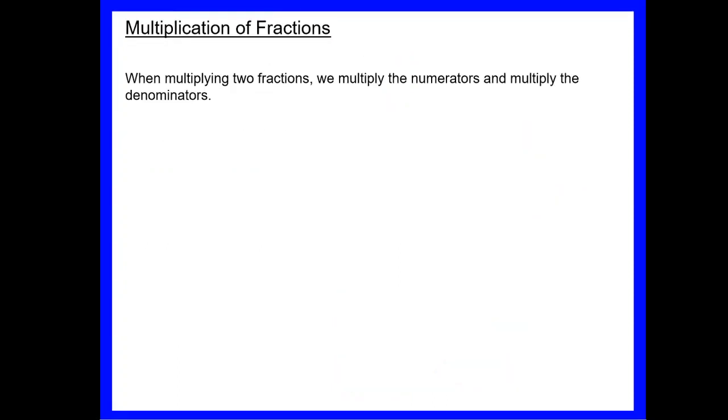So multiplication of fractions. When multiplying two fractions, we multiply the numerators and we multiply the denominators. So unlike adding and subtracting, we do not need a common denominator to multiply fractions. We can multiply different fractions together. So an example then, if I want 7 out of 12 multiplied by 2 out of 9, I multiply the numerators together, so 7 times 2, and the denominators together, 12 times 9. 7 times 2 is 14, 12 times 9 is 108.